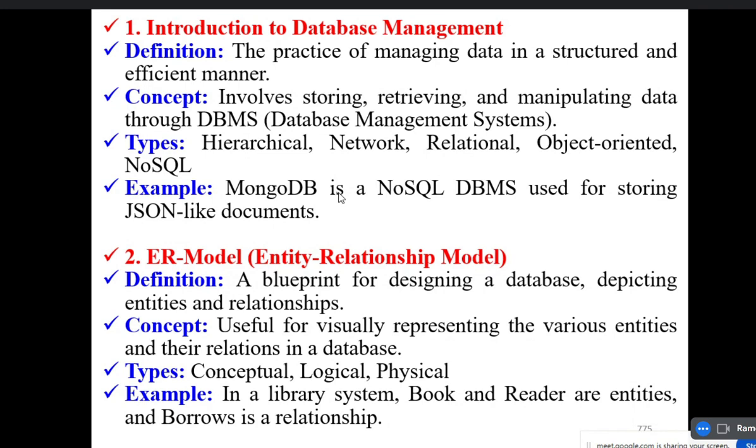Conceptual type, like concept based. Logical type, like and, or, NAND. Many logical operators we are using in front of your table. Then physical types, like the physical database diagram of the ER model. Then an example: in a library system, book and reader are entities, and borrows, shown with an arrow mark, is a relationship. Now you understood? Yes, sir.